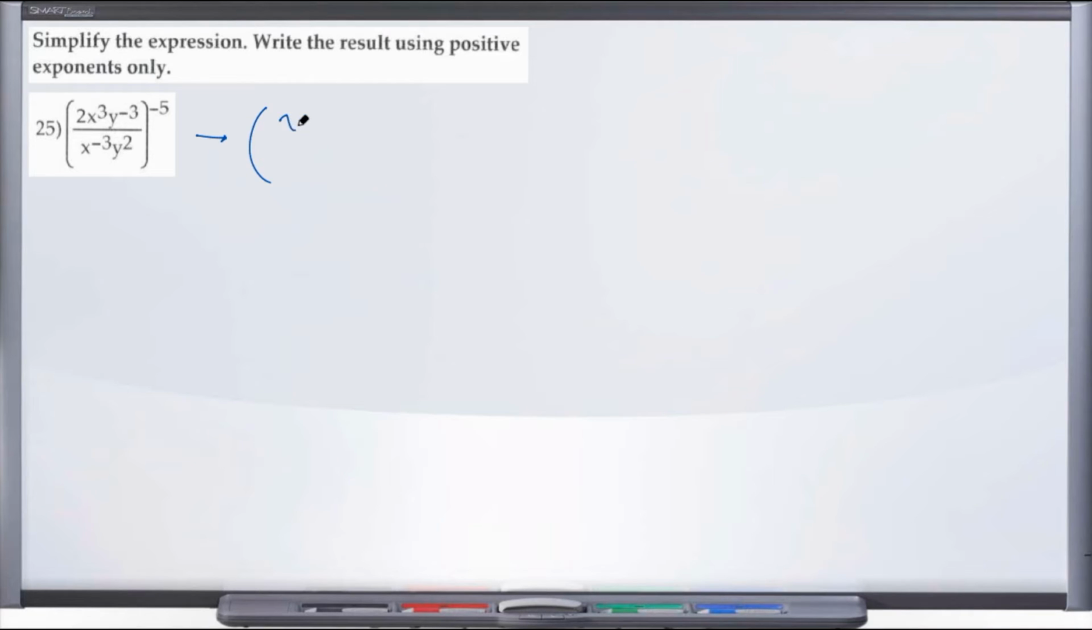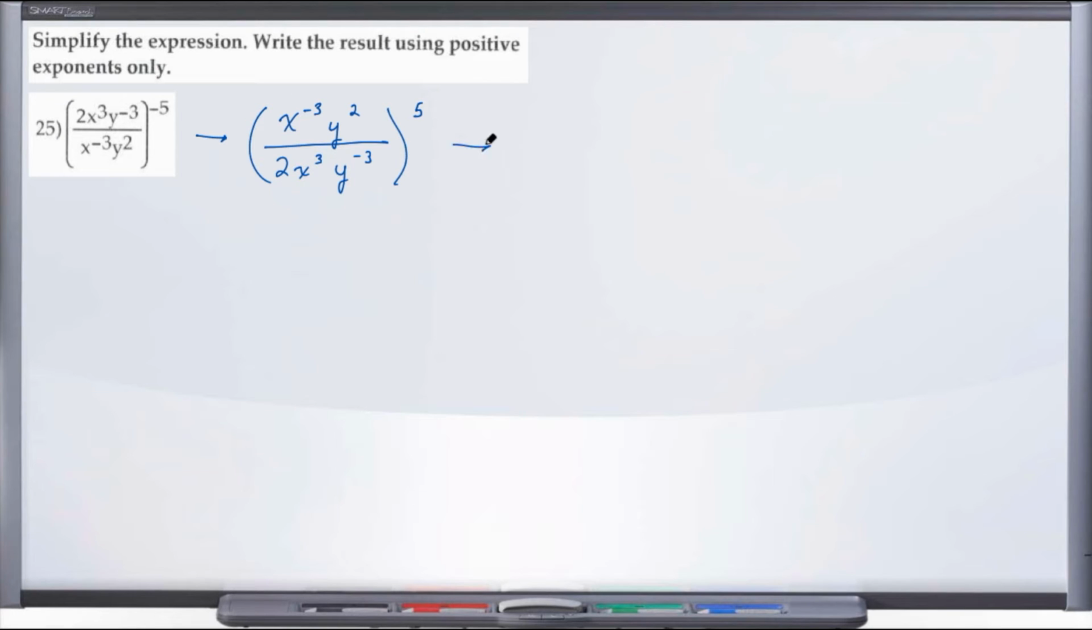So we're going to now have x to the negative 3, y to the second, over 2x to the third, y to the negative 3. And now this whole thing is being raised to the positive 5. All right, so the first thing that we did was get rid of this negative 5 exponent, and we did that by just flipping our fraction, taking the reciprocal. Don't change any signs inside, just literally flip.